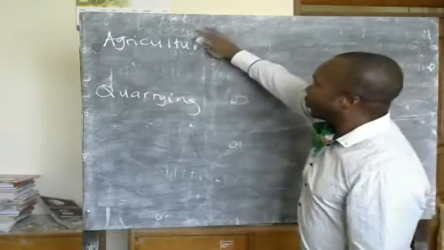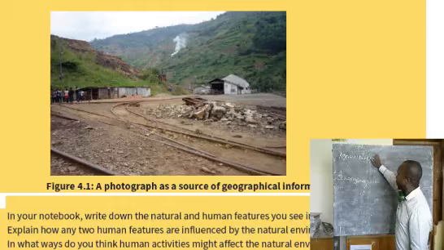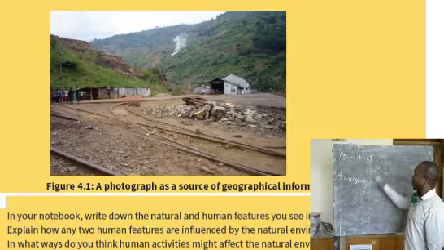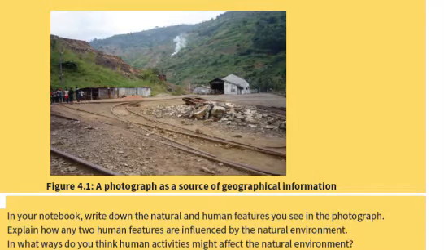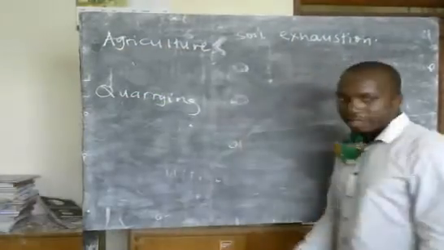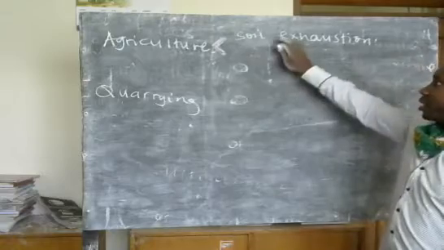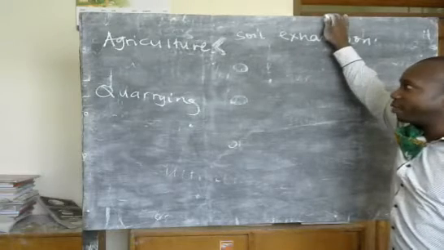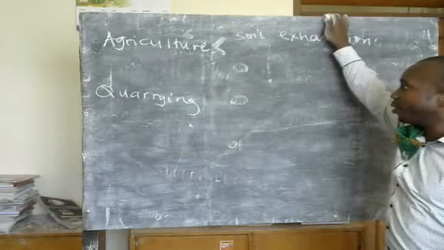Let us take a quick look at agriculture. How can agriculture affect the natural environment? The growing of crops on the gentle slopes may lead to soil exhaustion. The continuous cultivation of the crops may make the soils less productive. They lose fertility, and then they begin giving us low yields.